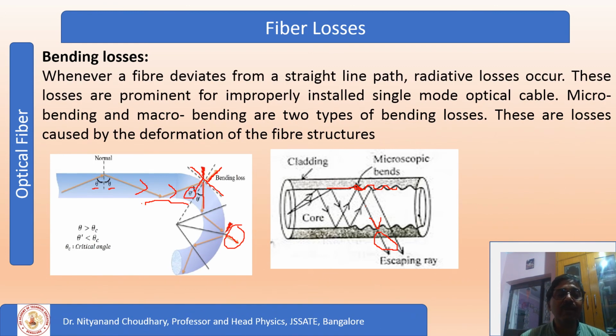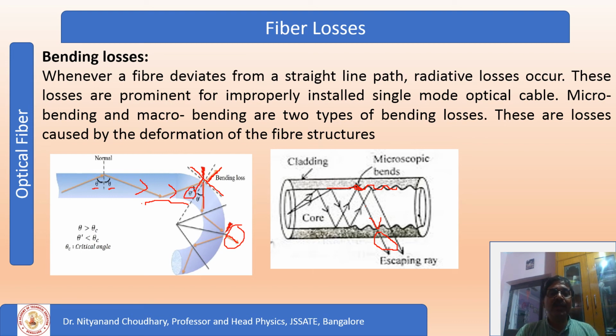Whenever a fiber deviates from the straight line path, the radiation loss occurs, right? These losses are permanent for improperly installed single mode optical cables. All right. Micro bending and macro bending are the two types of bending loss. These losses are caused by the deformation of the fiber structure. So you must have understood this.